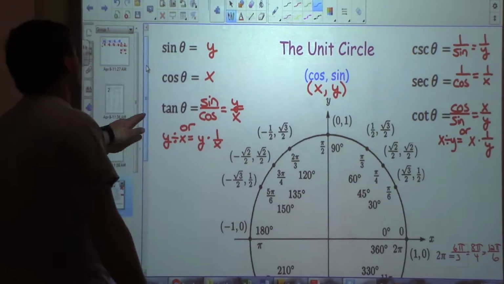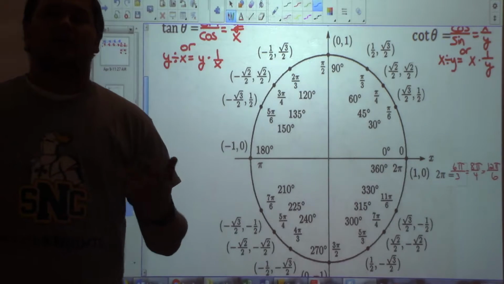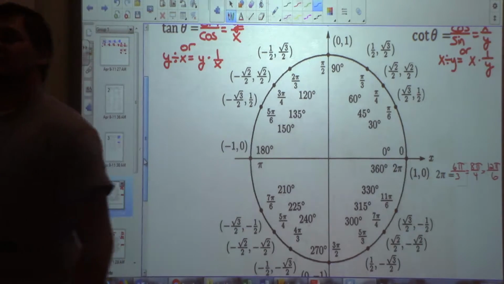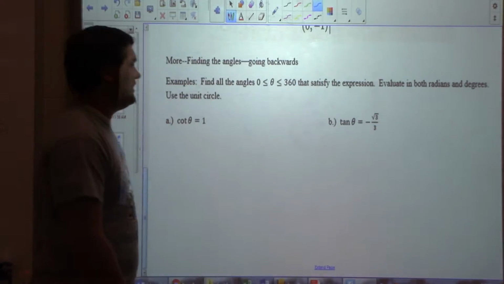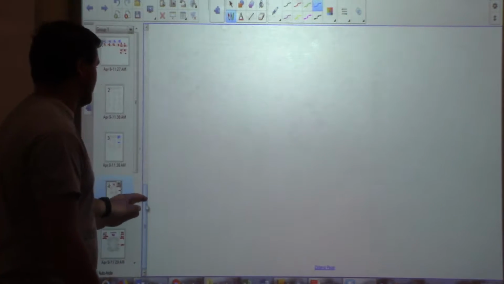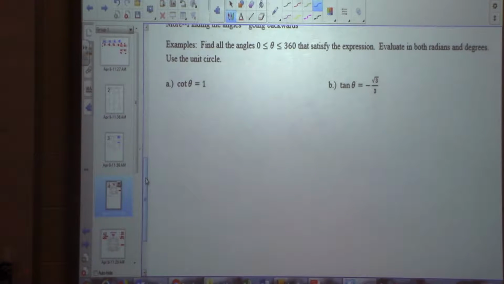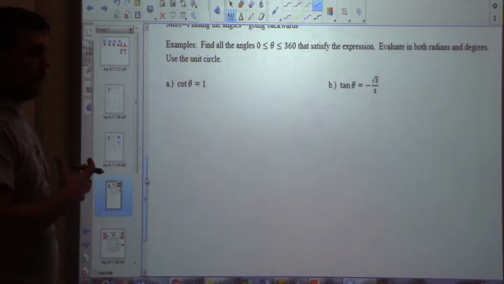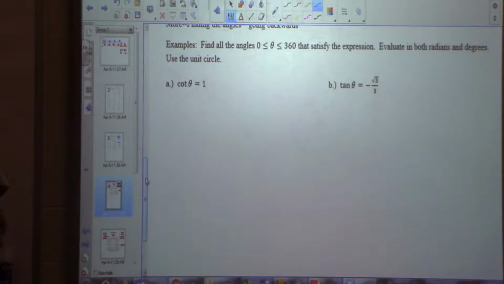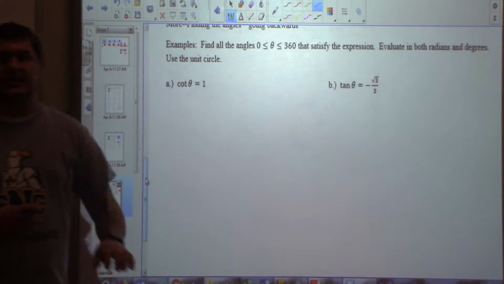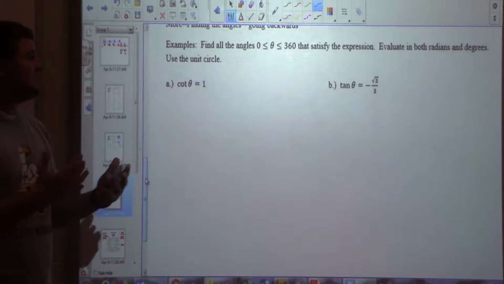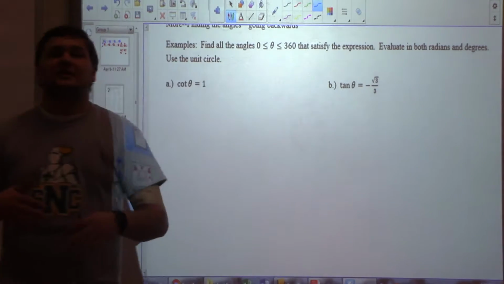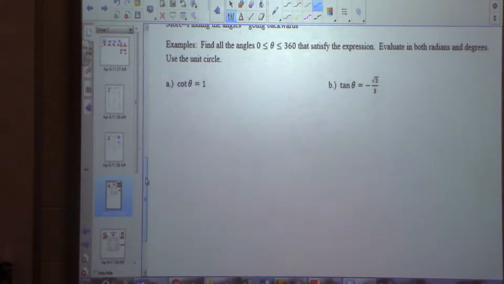So, here we go. Like I said, guys, nothing new today. It's just we're practicing more of the stuff we did yesterday. So, the first two problems: cotangent theta equals 1, tangent theta equals negative square root of 3 over 3. Cotangent and tangent, when we work backwards, are a lot tougher than the other four, because we have to find two different values, x and y. If cotangent equals 1 or negative 1, it's really easy, because it's the same number. If it equals a weird number like tangent does right now, it's going to make it a lot more complicated, and we'll talk about that in about 5 seconds.